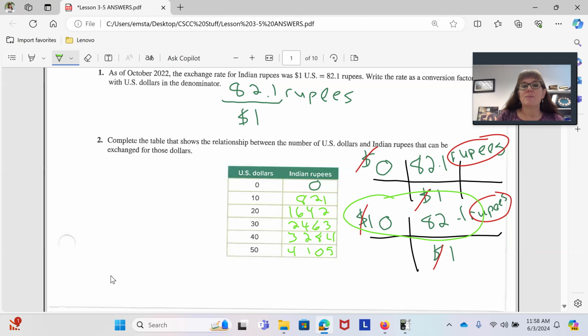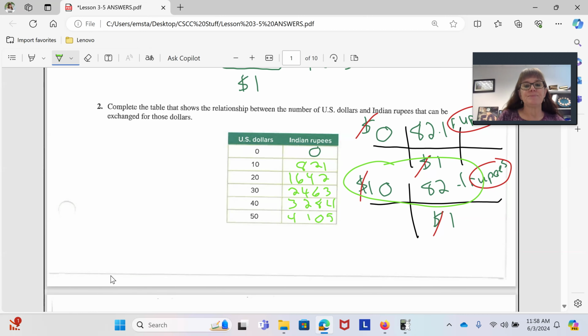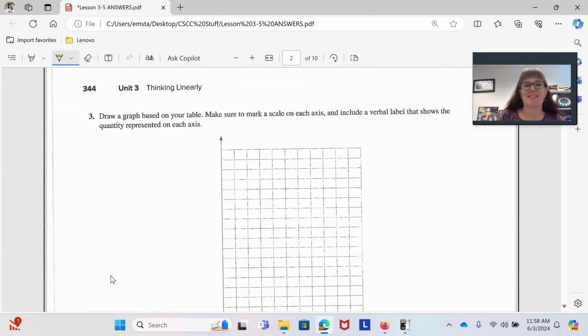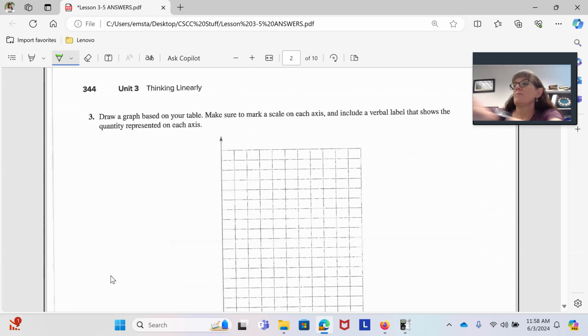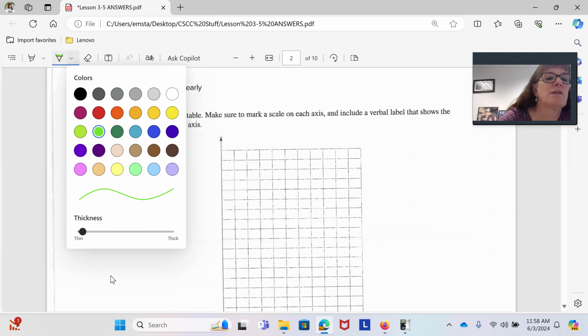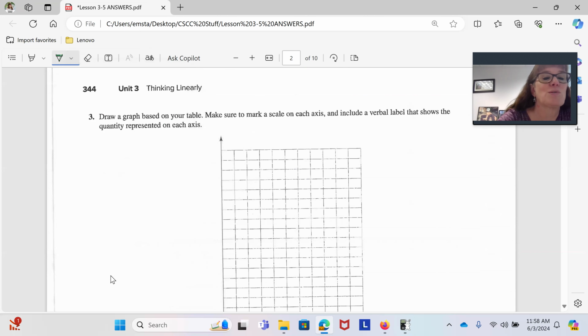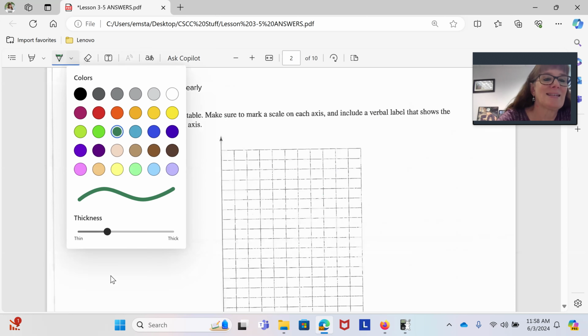So now that we've completed our table, let's graph those points. We're graphing using the table at the bottom of page 343. We're going to graph at the top of page 344. So I'm going to keep my table open here, grab a darker color, and make it a little thicker so my lines are a little easier to do. My circles. That's probably too big.